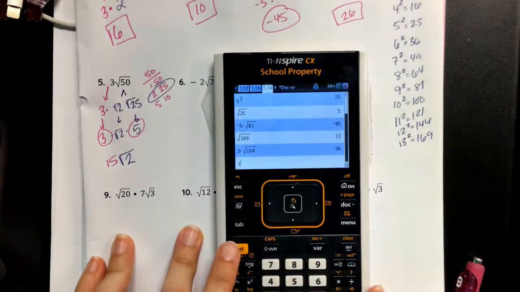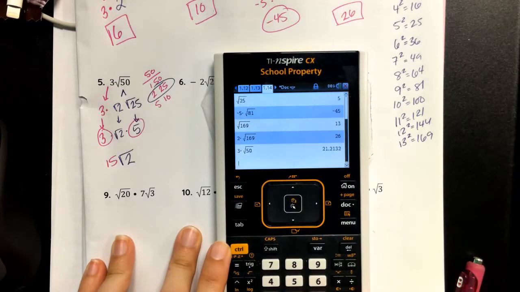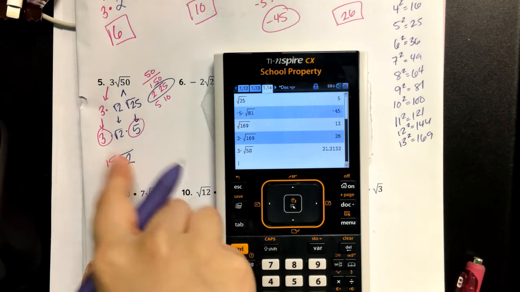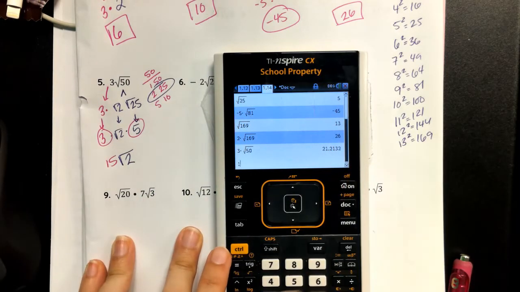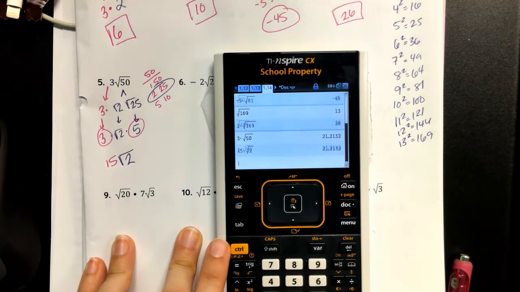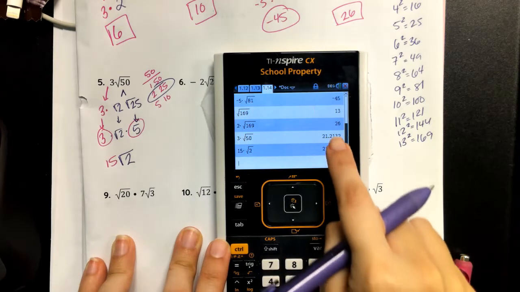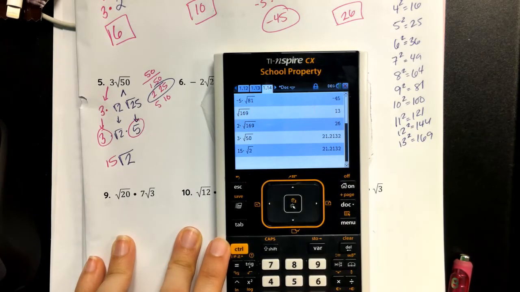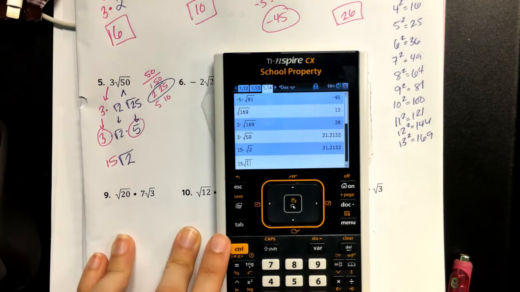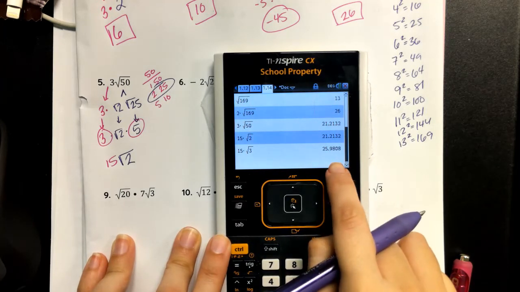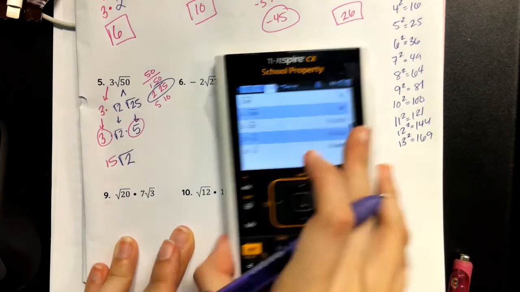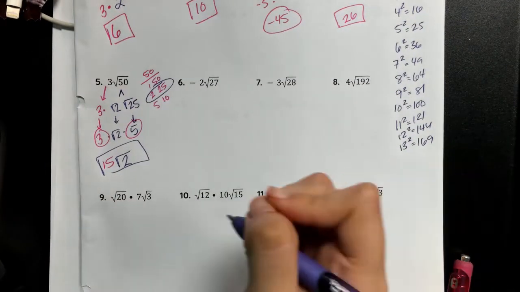Now you can still double check your answers. If I do 3 square root 50, it's not going to give me a whole number, but I can check to see if this gives me the same decimal back. 15 square root 2. Notice they're the exact same decimal. Whereas if I had done something incorrectly, it would give you a different decimal. So you know you did it correctly when your original problem and your simplified answer are the same.